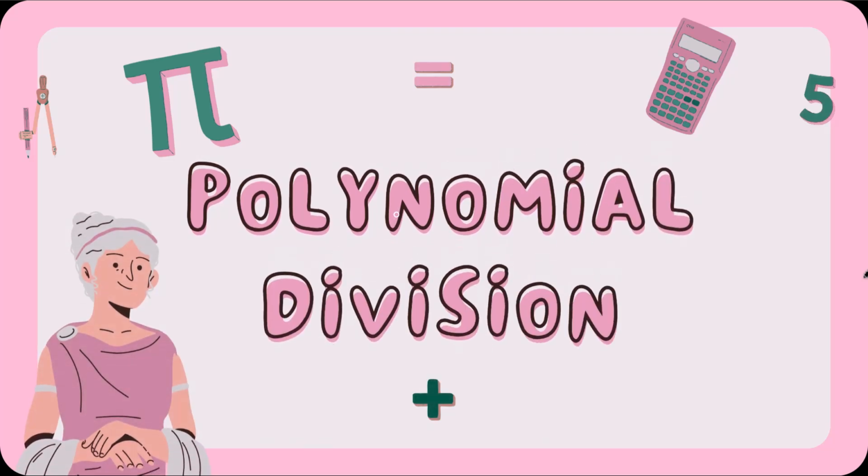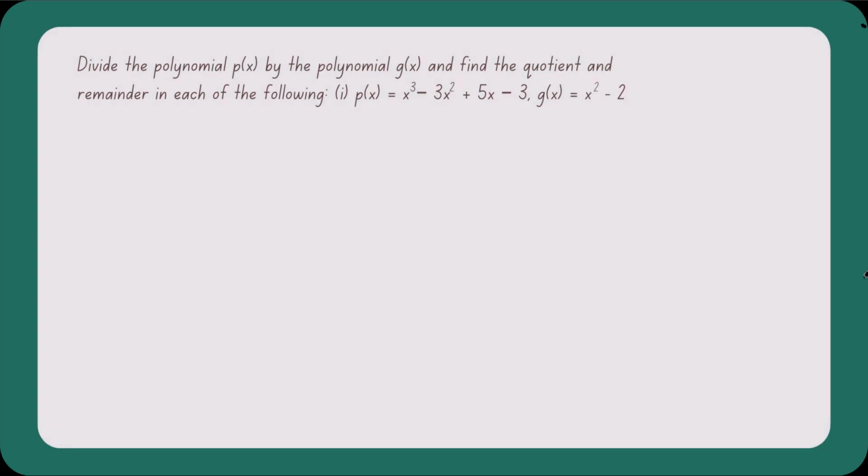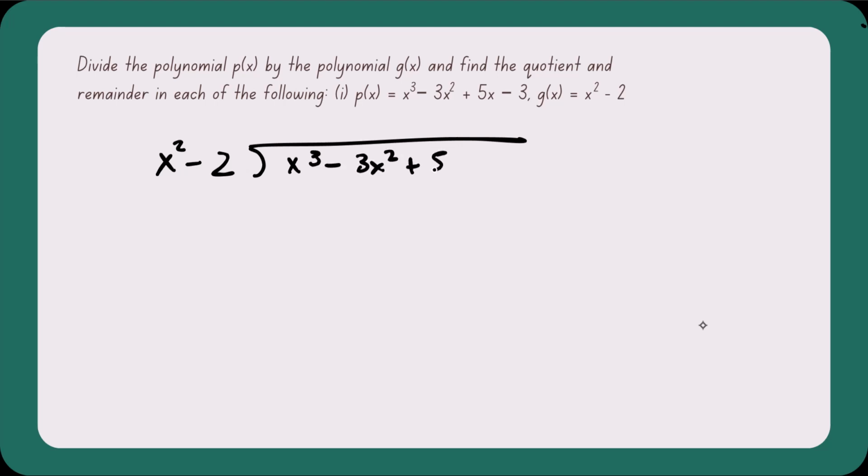Let's look into polynomial divisions. So first question, divide the polynomial p of x by polynomial g of x and find the quotient and remainder of each of the following. So how do we do this? Very simple. We know what is g of x, right? Now let's look into g of x is x squared minus 2, right? And we know what is p of x. It will become x cube minus 3x squared plus 5x minus 3.